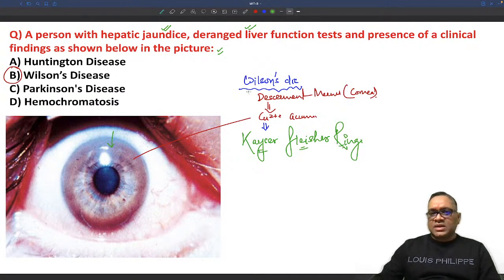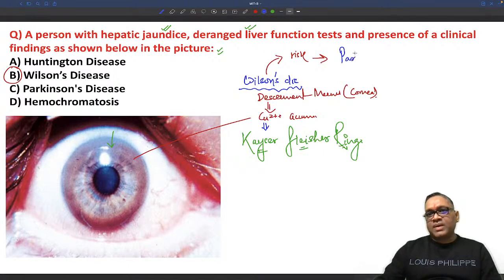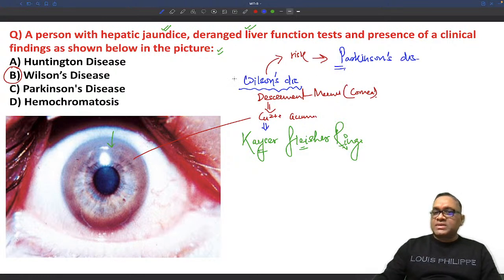So Wilson disease, definitely. I think some student has given the answer Parkinson. Wilson disease is a risk factor for Parkinson's disease, right? So please remember, don't get confused by that thing. So KF ring is present, so this is Wilson disease. So the answer should be B, right?